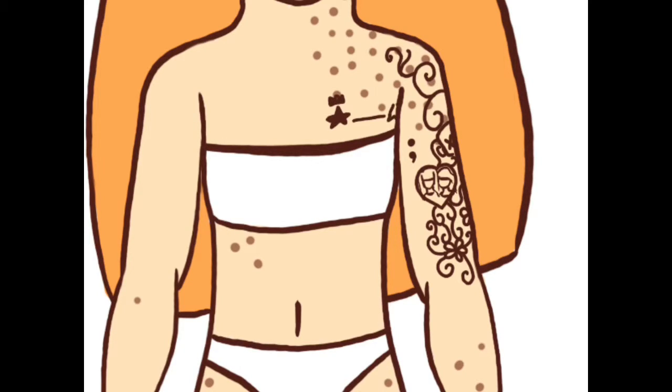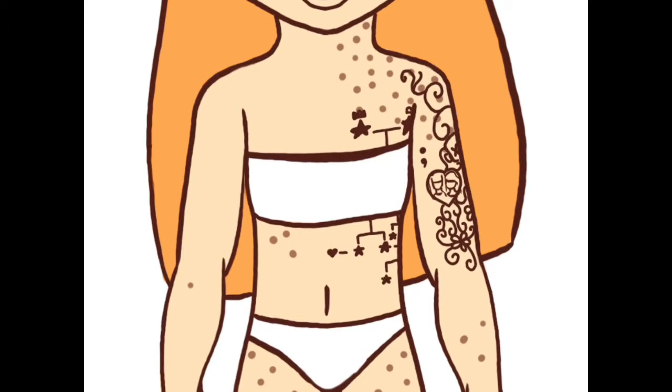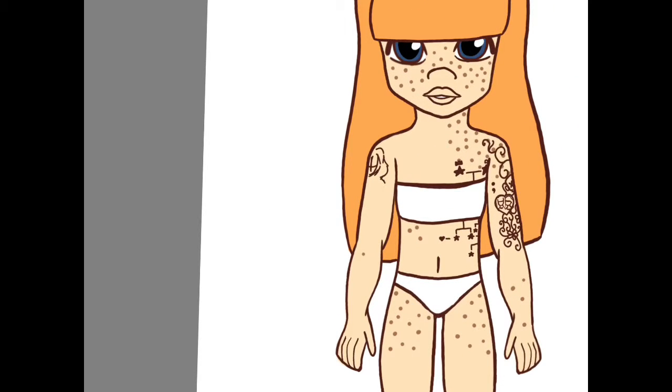In hindsight I realised that this tattoo probably should have been on her back, but I quite like it there even though it doesn't make sense. It is a family tree. Her family are stars and then her girlfriend is a little heart connected to her, which I thought was quite cute.